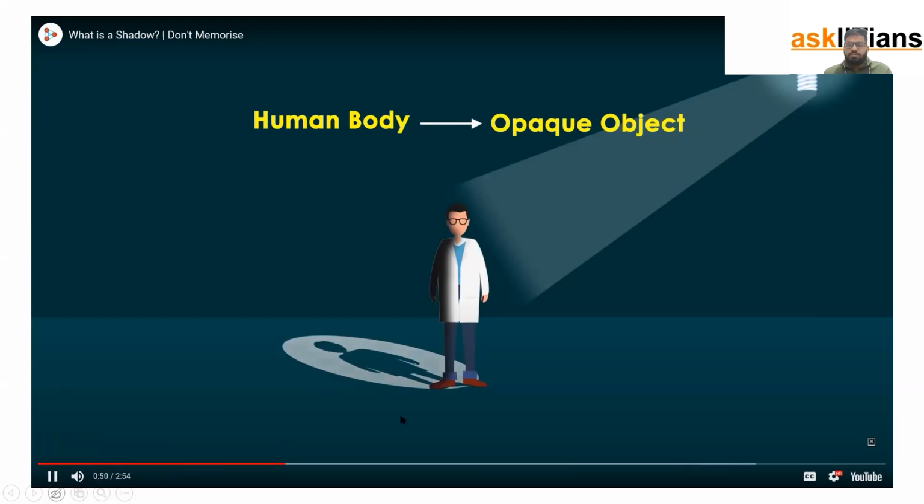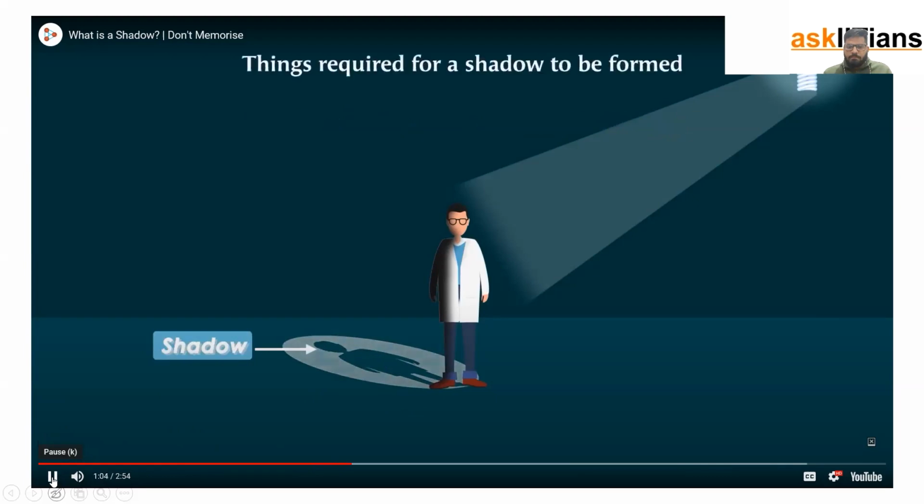There is light in front of the human body, but what do you see behind it? Yes, a shadow. This thing you see behind the body is called a shadow. Now looking at this, can you tell me the things that are required for a shadow to be formed? I have already told you some source of light is required, because if there is no source of light, no blocking of light will be there. The second important thing is the opaque object, because the opaque object has the property of blocking the light.